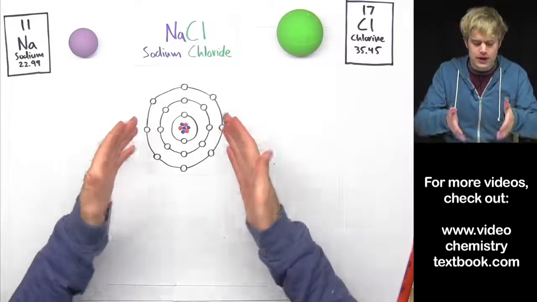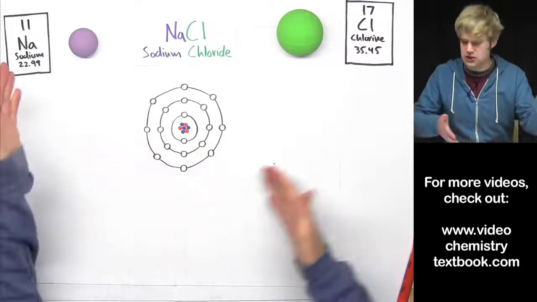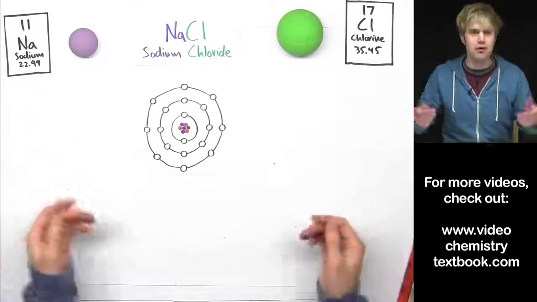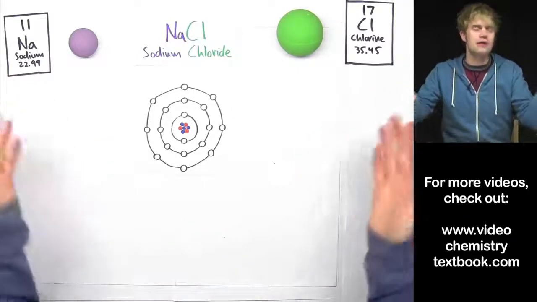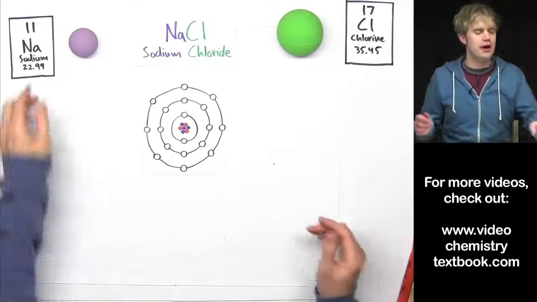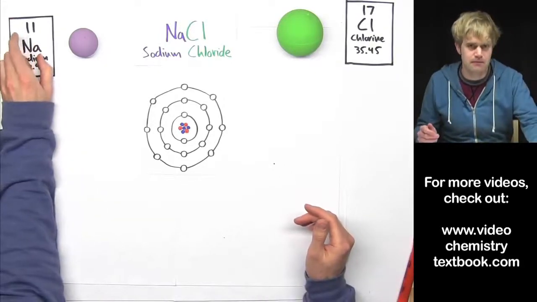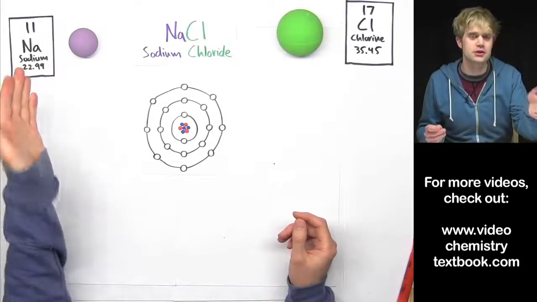So we can use this diagram to figure out where the electrons live in sodium and where they live in chlorine. First thing we have to do is find out how many electrons there are in these two atoms. Now, sodium, you look it up on the periodic table, it's got this 11 here. That means it has an atomic number of 11. There are 11 protons in sodium.